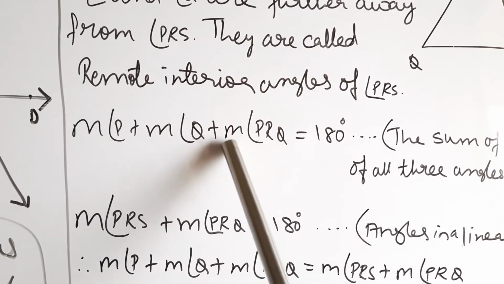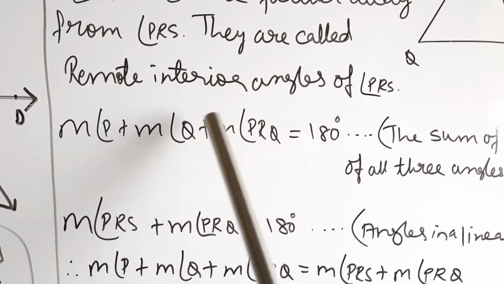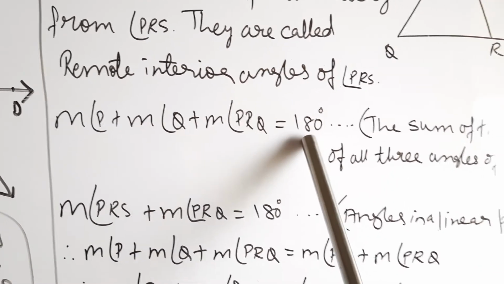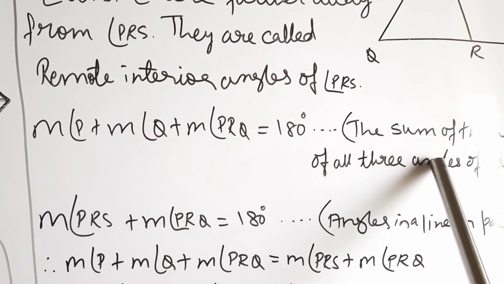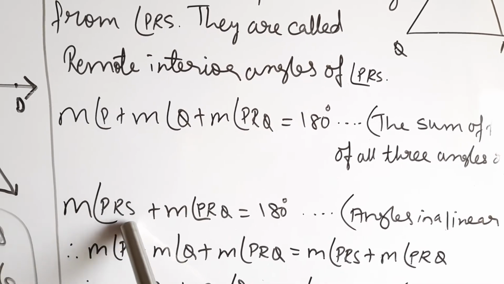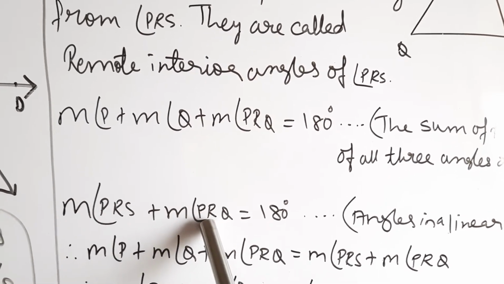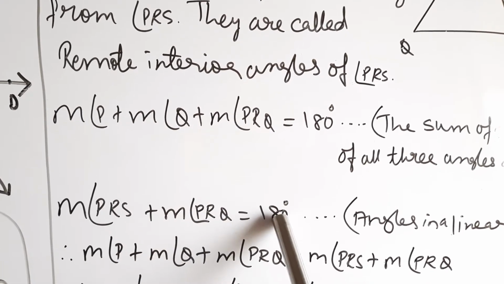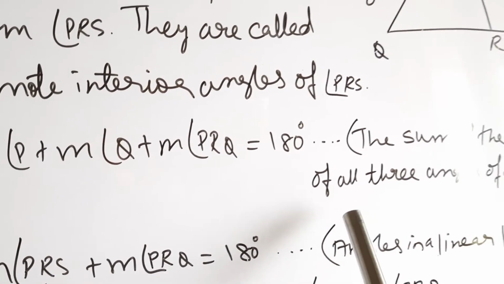So look at this and look at this, children. Measure angle P plus measure angle Q plus measure angle PRQ is equal to 180 degrees, because they are all three angles of a triangle. And measure angle PRS, which is an exterior angle, plus measure angle PRQ is equal to 180 degrees, because they are forming angles in a linear pair.